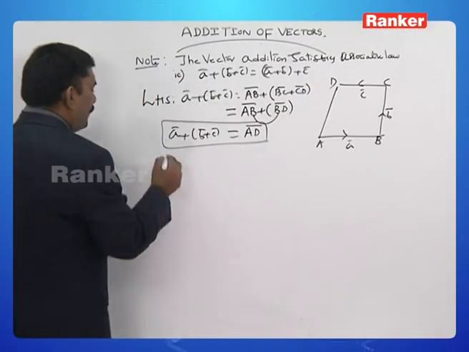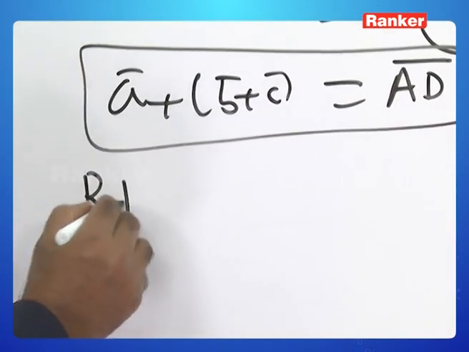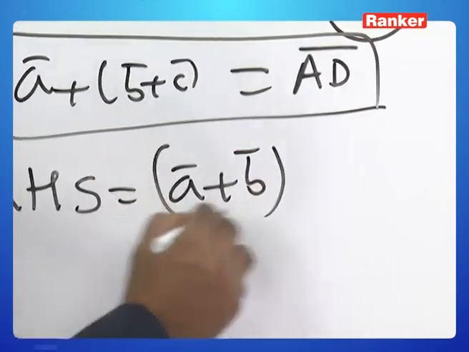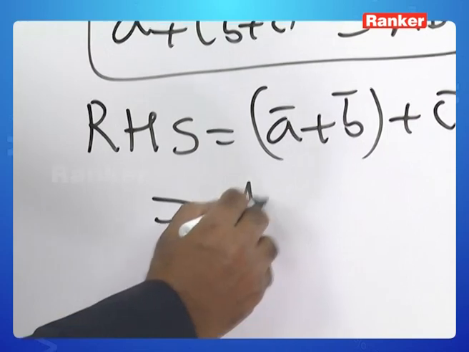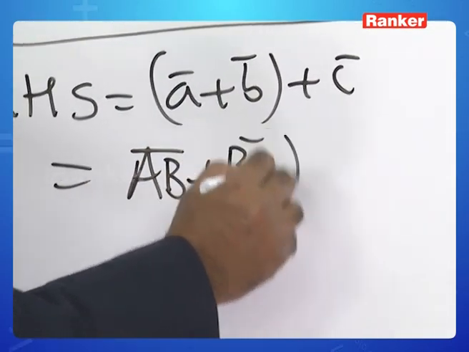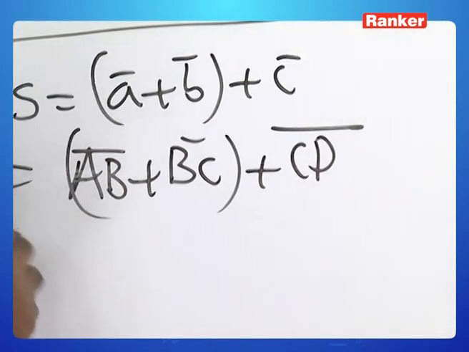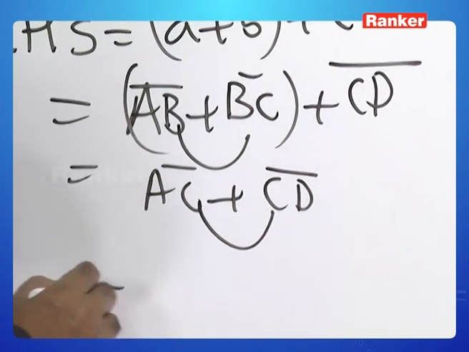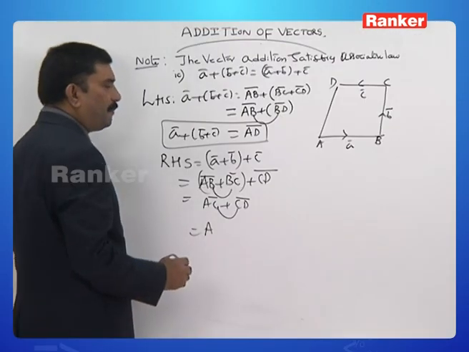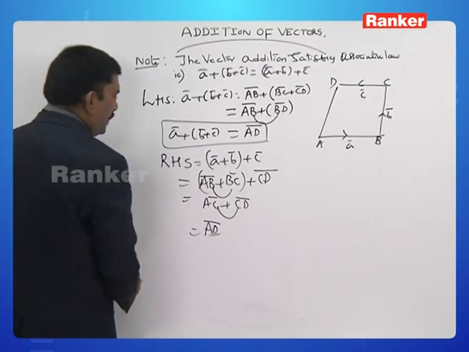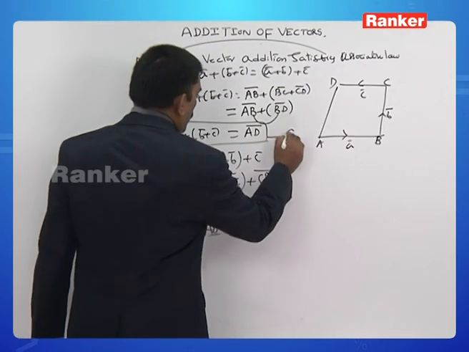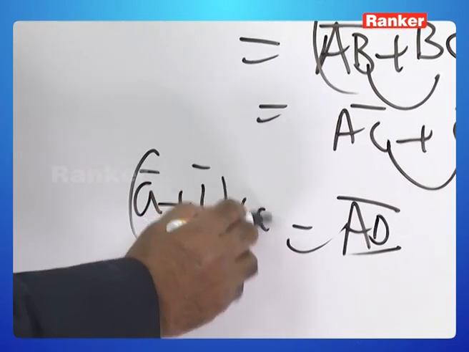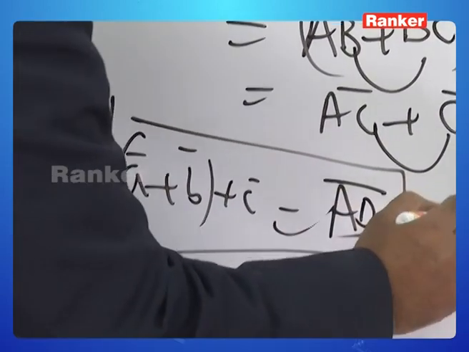On the same lines, I can also consider the RHS. What is RHS? The RHS is nothing but A bar plus B bar plus C bar. This is AB bar, this is BC bar, this is CD bar. Therefore, the terminal point of the first vector coincides with the initial point of the second vector. Once again, the terminal point of the first vector coincides with the initial point of the second vector. We can write AD bar. So now you call it as 1. Now you call it as 2. This is A bar plus B bar plus C bar, you call it as 2.